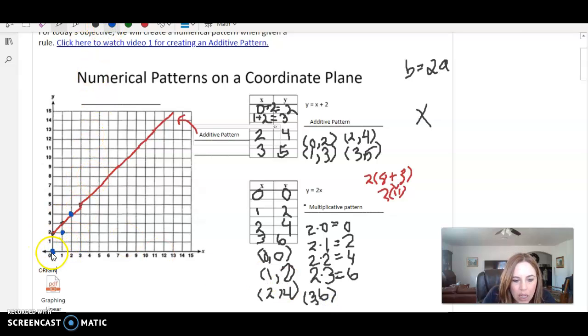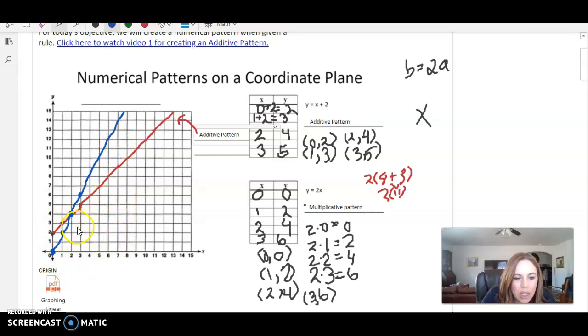And so I'm going to start at the origin, go over 3 on the x-axis and up to 6 on the y-axis. Okay, I can see my line. It's increasing a little bit faster than my additive pattern. So I'm going to connect my dots, trying to make it as straight as possible. All right, and there. Okay.